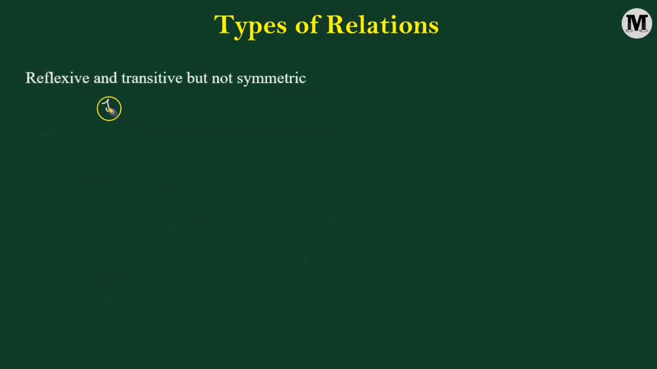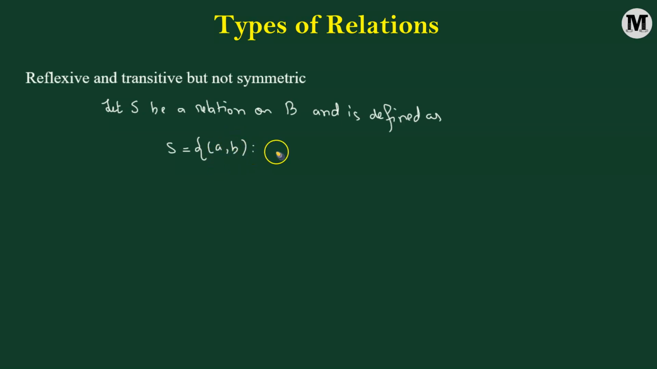So here also let's consider a relation S. Let S be a relation on some set B, and it is defined as the set S containing the ordered pairs (A, B) such that A is greater than or equal to B, where A and B are elements that belong to the set B.